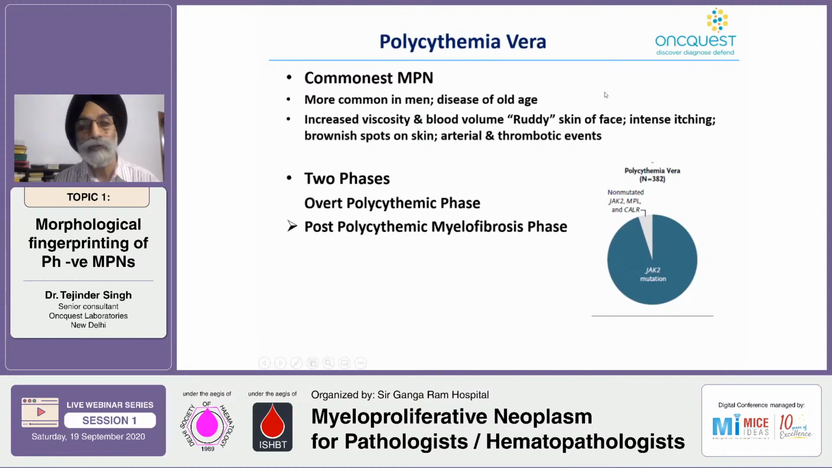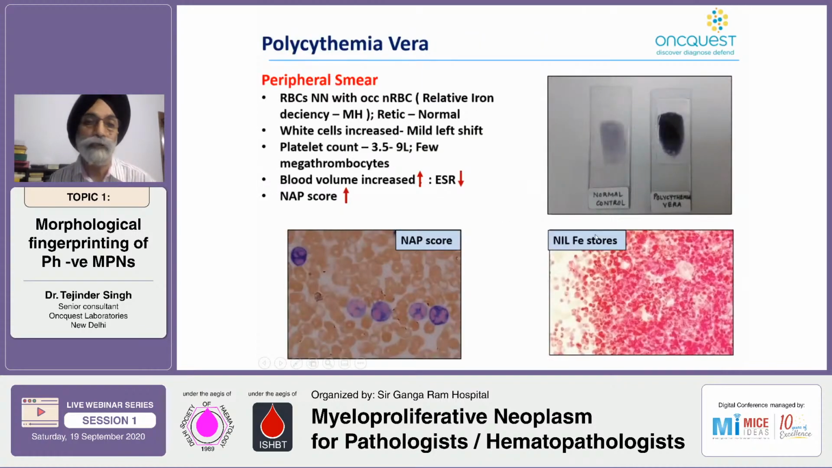And then we go on to polycythemia vera. It is the commonest myeloproliferative neoplasm, with two phases: one is the overt polycythemic phase and the second is the post-polycythemic myelofibrosis phase. Now this is one disease where the molecular alteration is only JAK2, which may be exon 14 or exon 12. By and large, CALR and MPL or triple negative are uncommon.